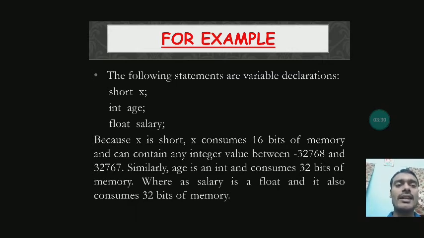Similarly, you can see age is an int type. Age is an int and consumes 32 bits of memory, which means it consumes 4 bytes of memory. 8 bits means 1 byte, so 32 bits means 4 bytes of memory. Whereas salary is a float and it also consumes 32 bits of memory. The float data type also consumes 4 bytes of memory.